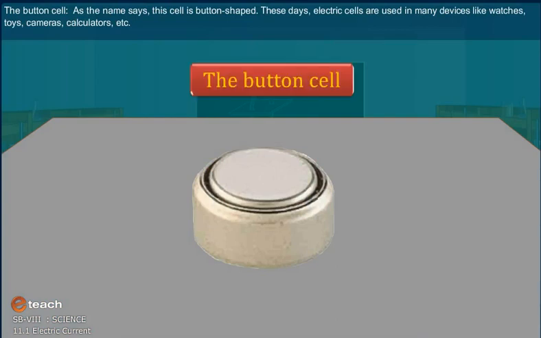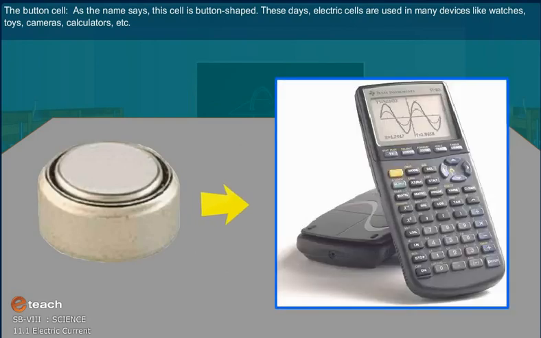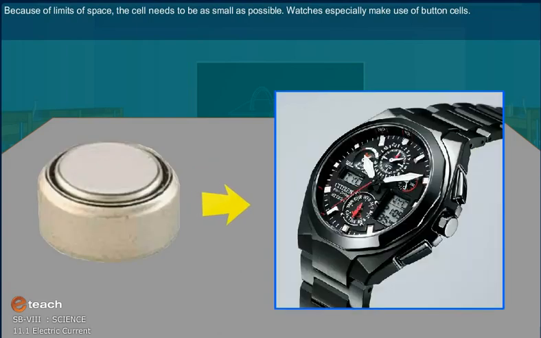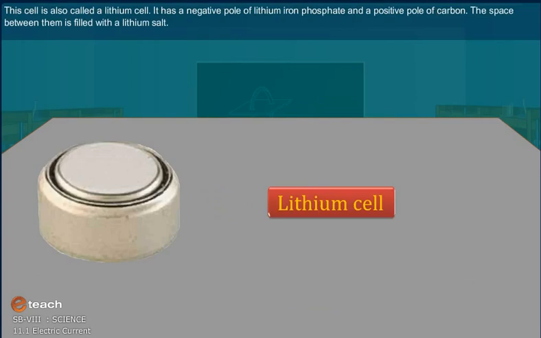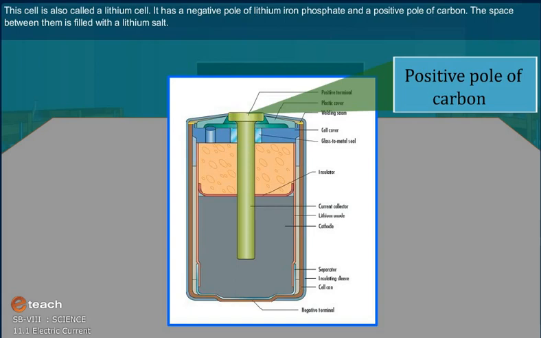The button cell. As the name says, this cell is button-shaped. These days, electric cells are used in many devices like watches, toys, cameras, calculators, etc. Because of limits of space, the cell needs to be as small as possible. Watches especially make use of button cells. This cell is also called a lithium cell. It has a negative pole of lithium iron phosphate and a positive pole of carbon. The space between them is filled with lithium salt.